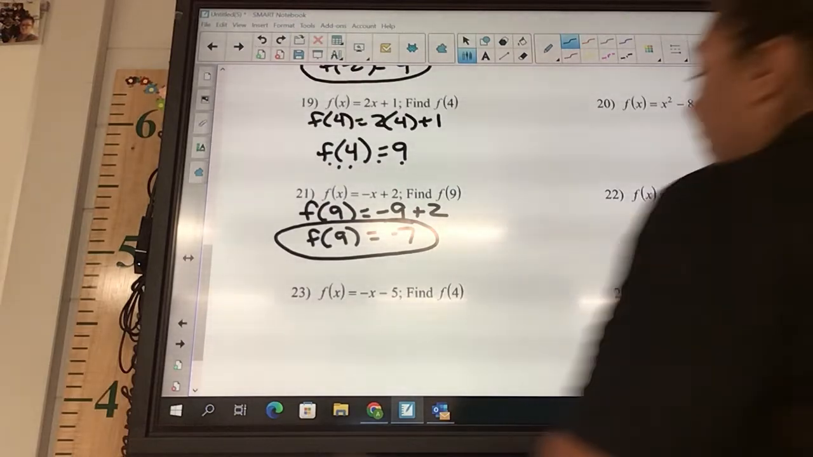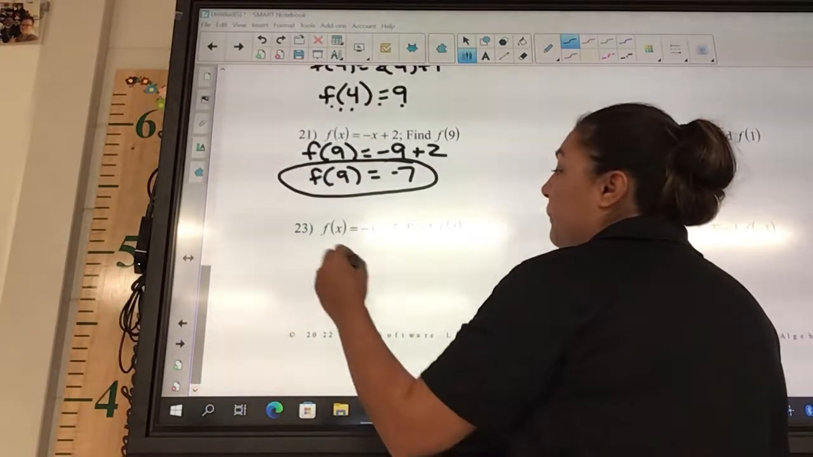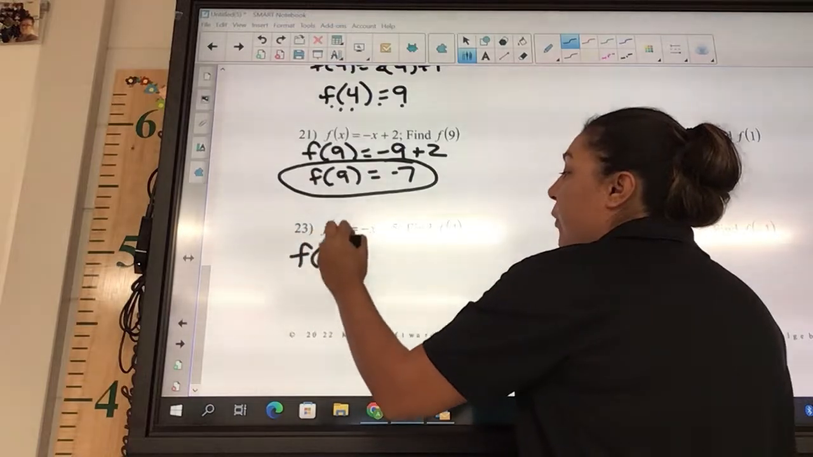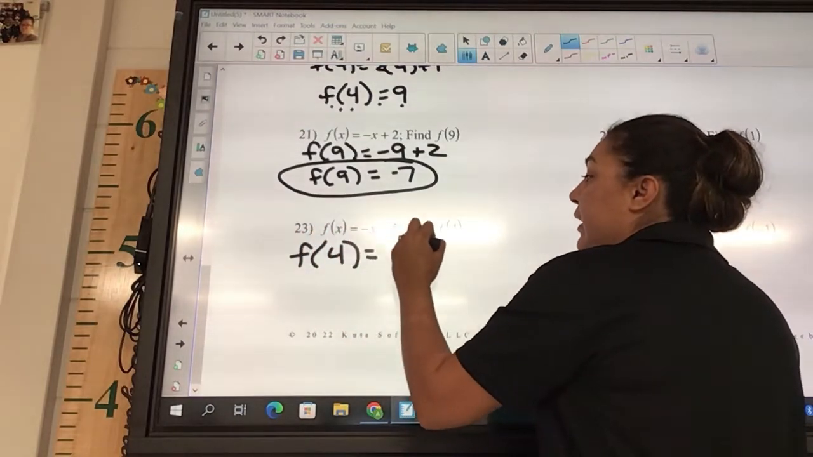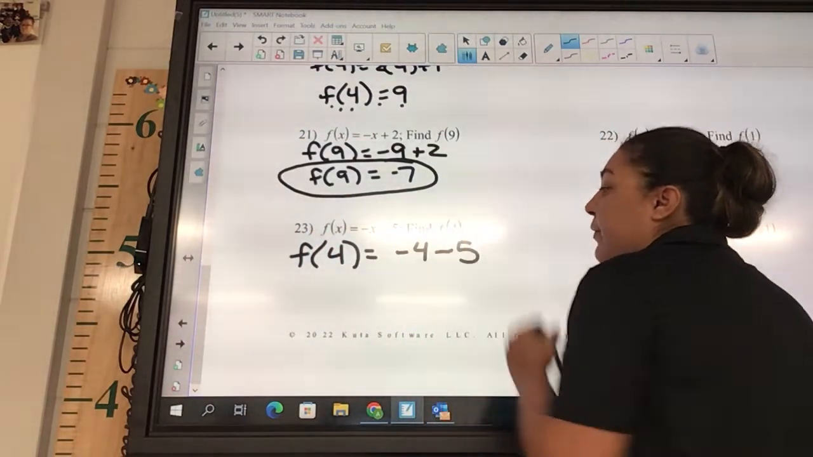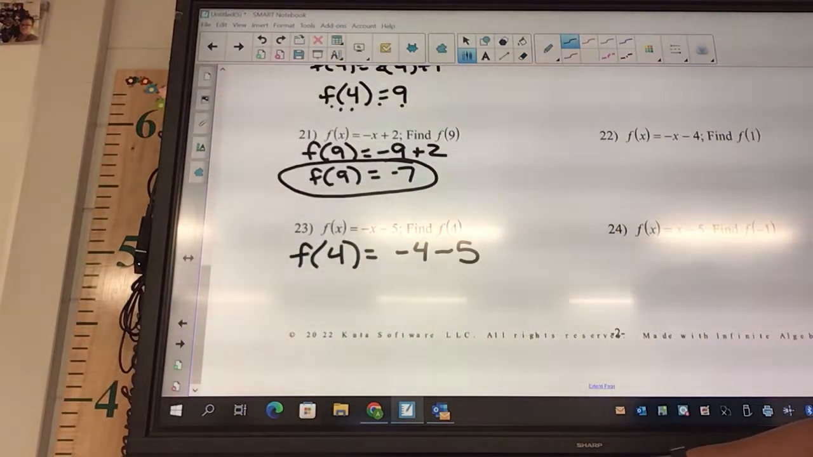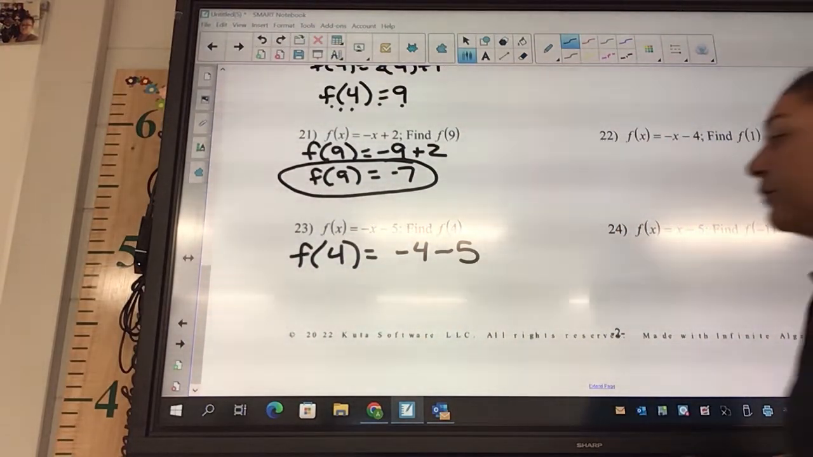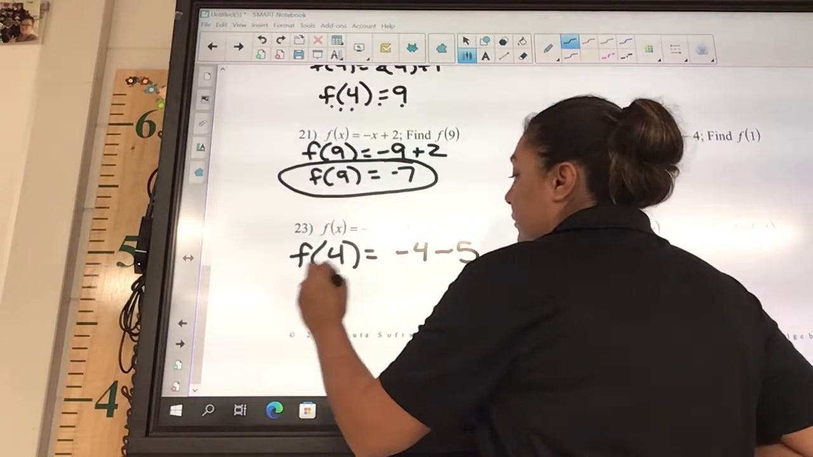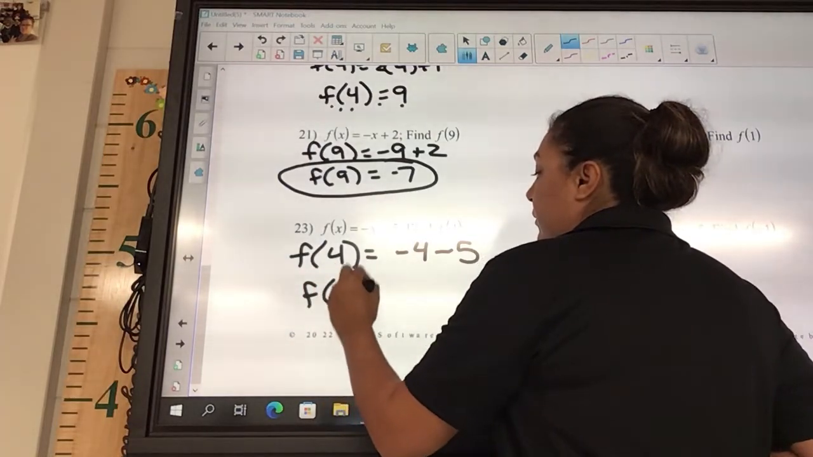Okay, last one. Find f of what? 4. F of 4 equals negative 4 minus 5. What is negative 4 minus 5? Negative 9.